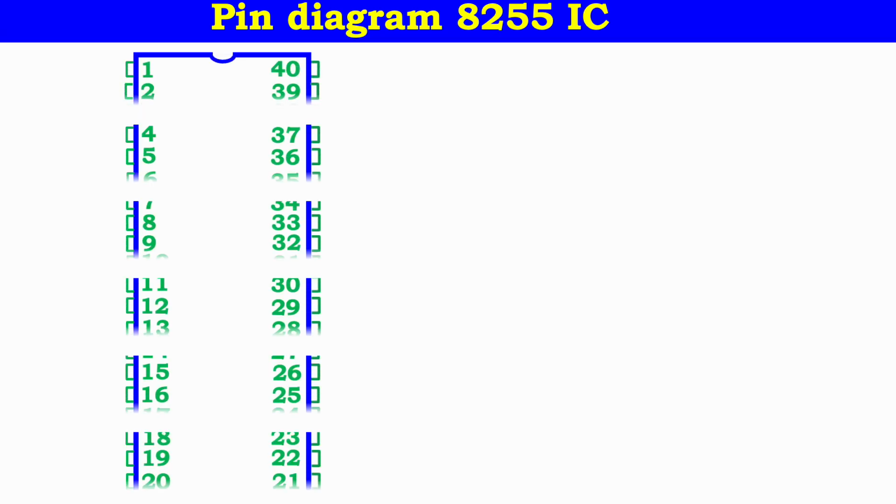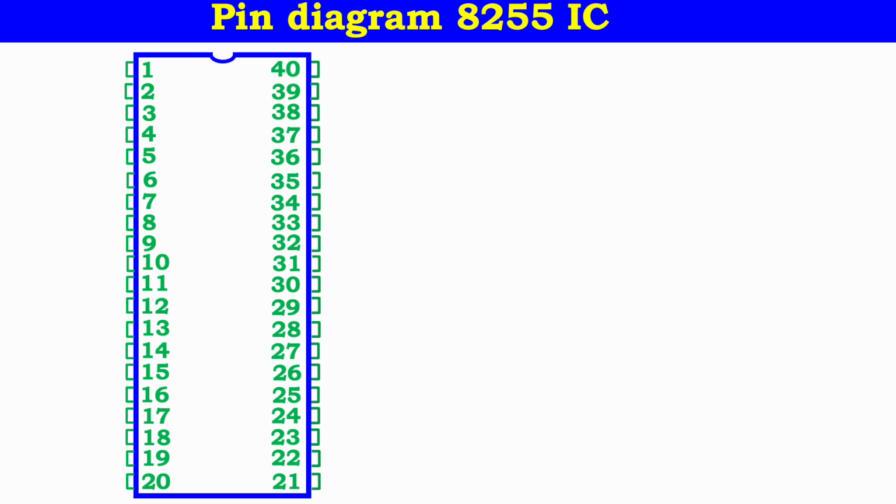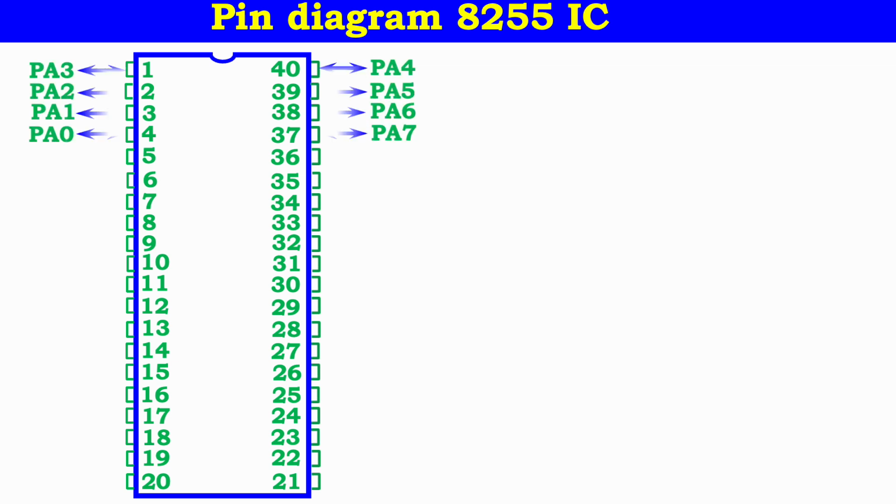Fine. Today's topic is the pin diagram of the 8255 IC. The 8255 IC has 40 pins. Let us see all these 40 pins, how they are connected. We have already seen the architecture of the 8255 IC.